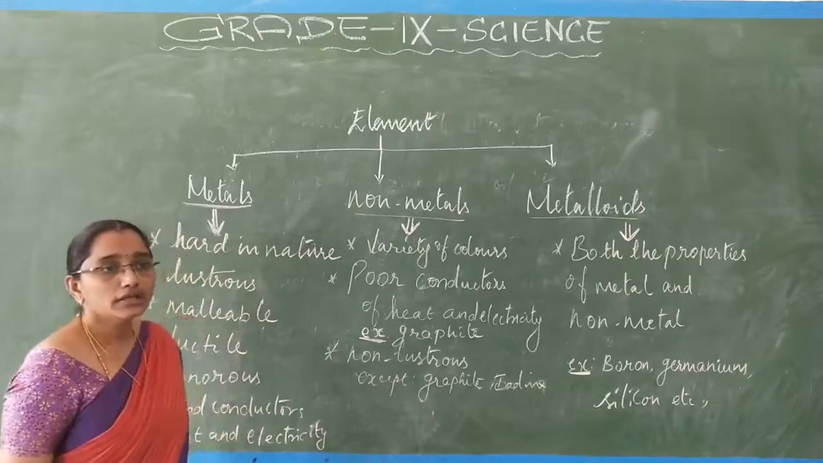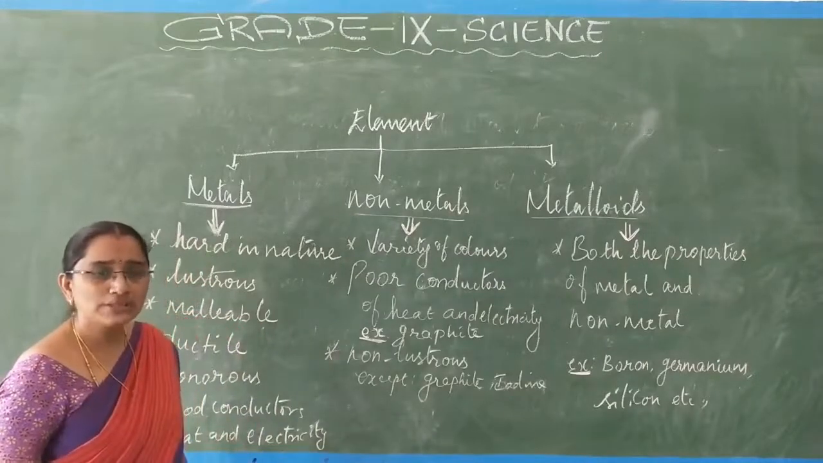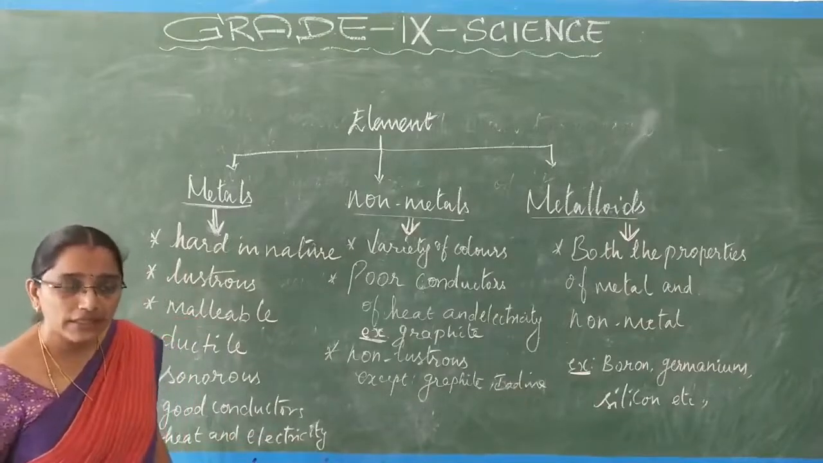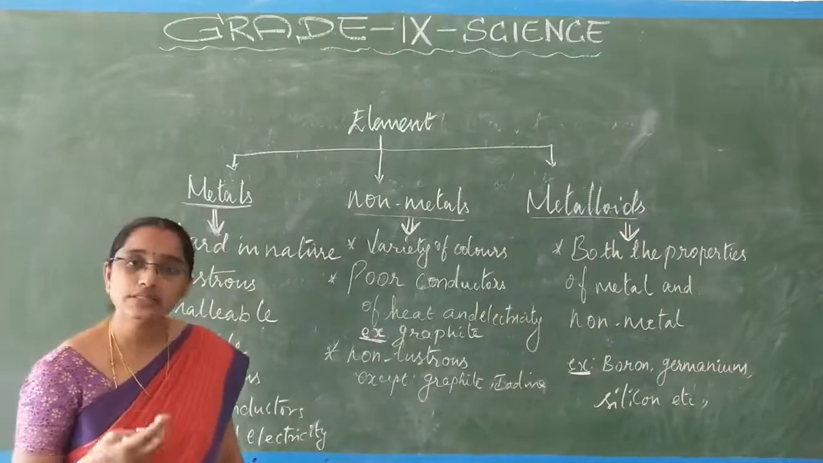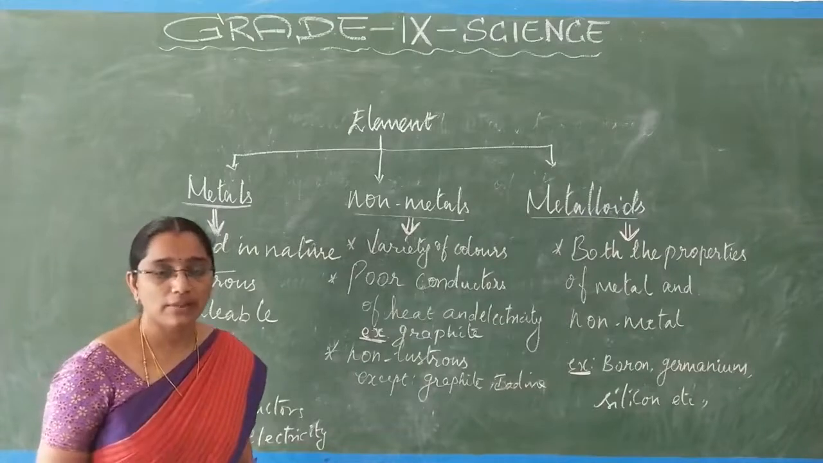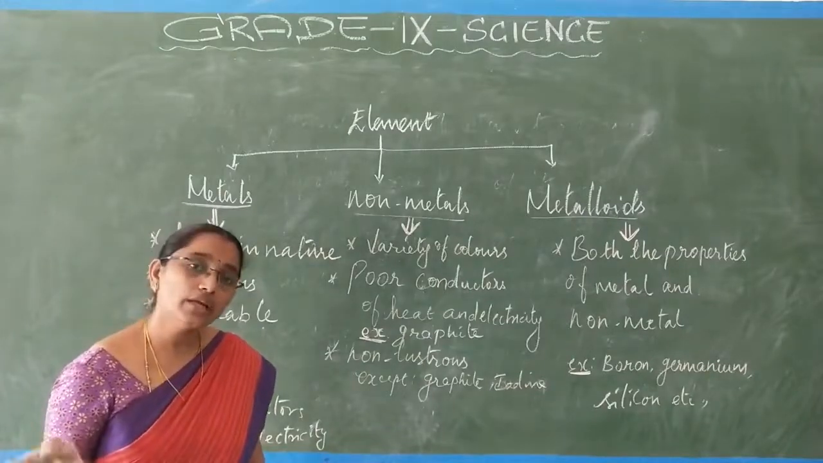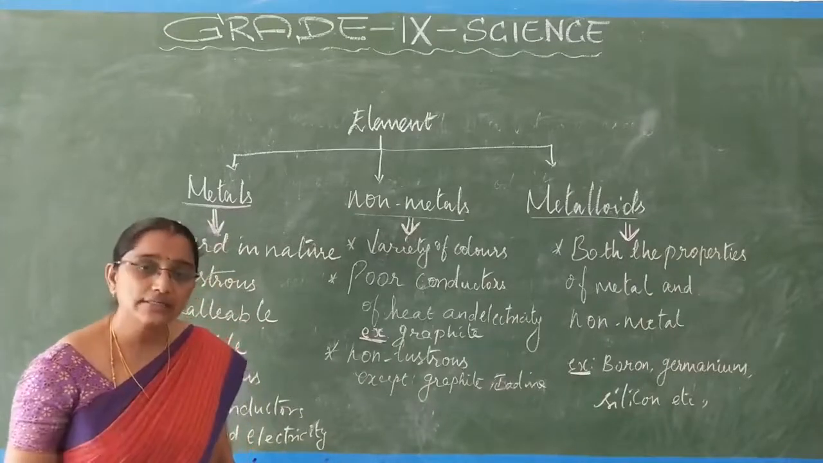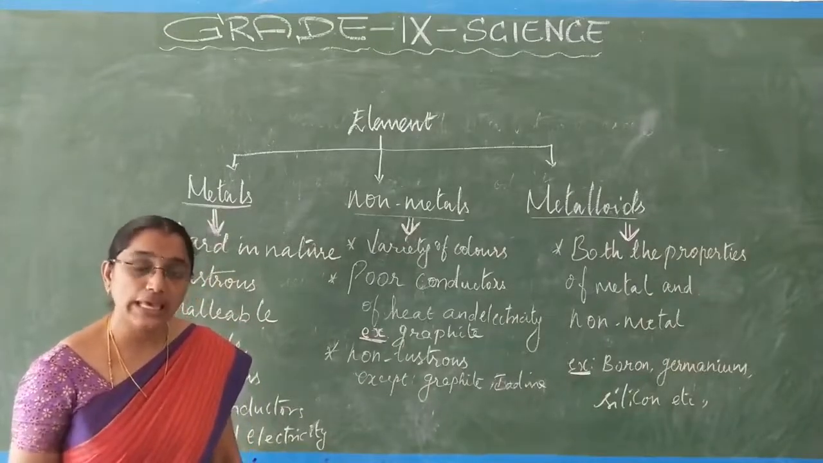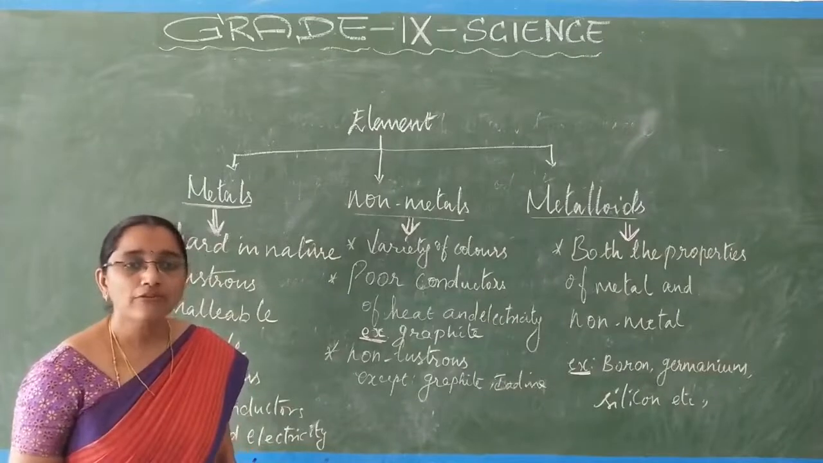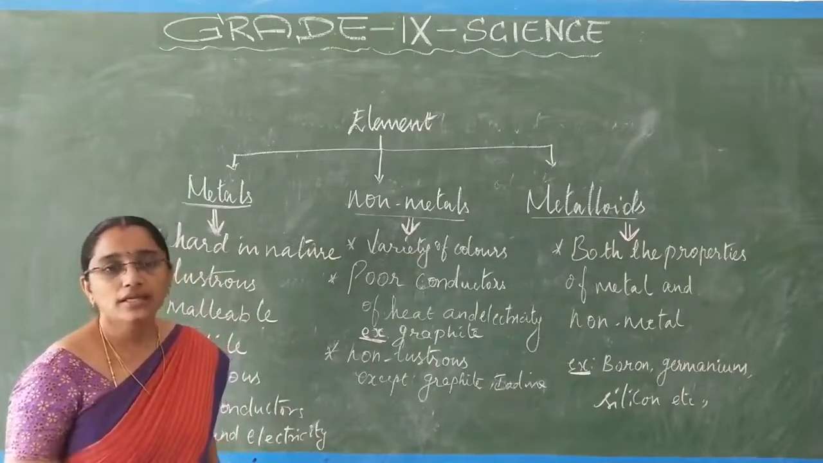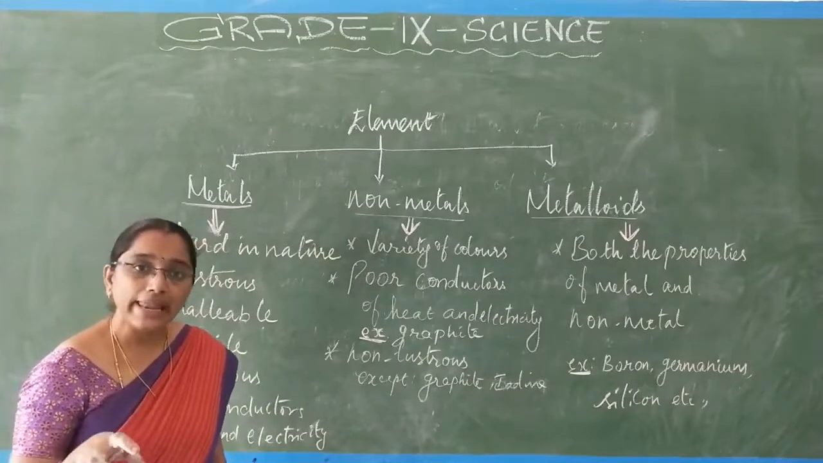Okay, and due to this property, it doesn't have malleability, ductility and sonority. So it doesn't have malleable nature, ductile nature, or sonorous nature. And most of the non-metals are poor conductors of heat and electricity, except graphite. Okay, graphite is one form of carbon non-metal, and it has the capability of conducting electricity.